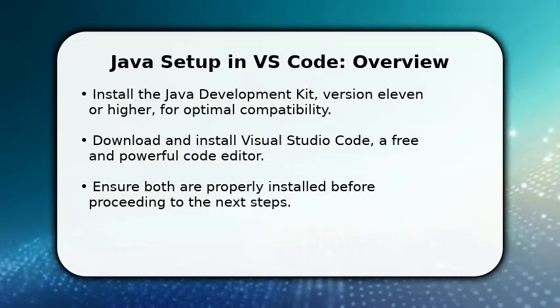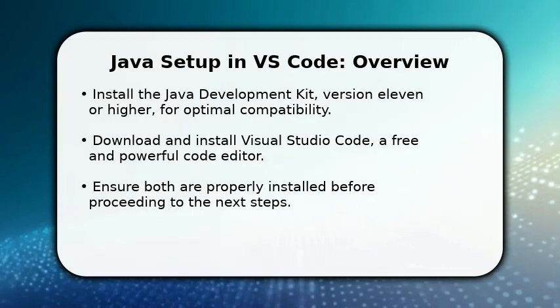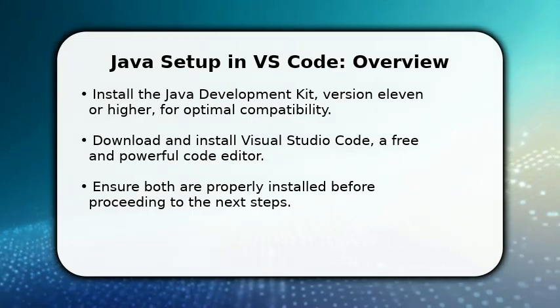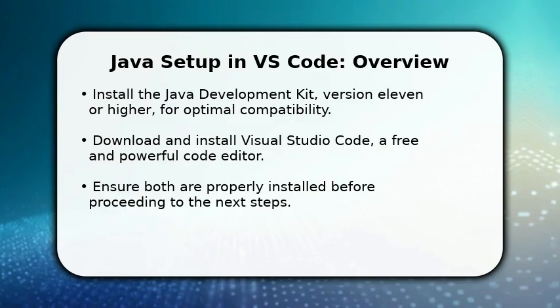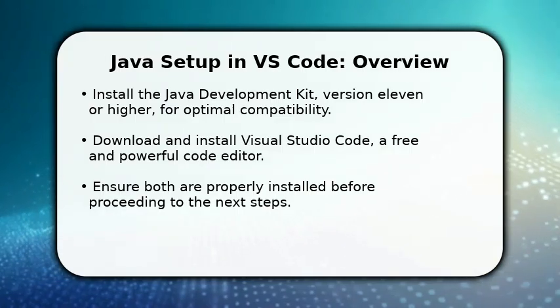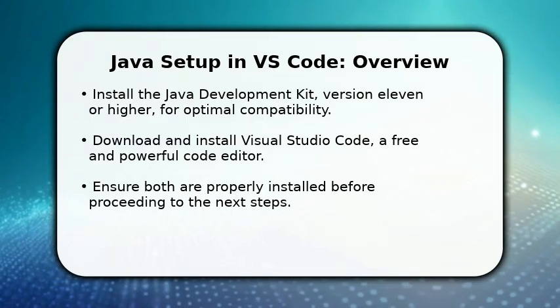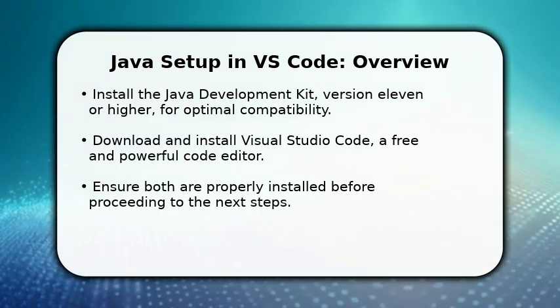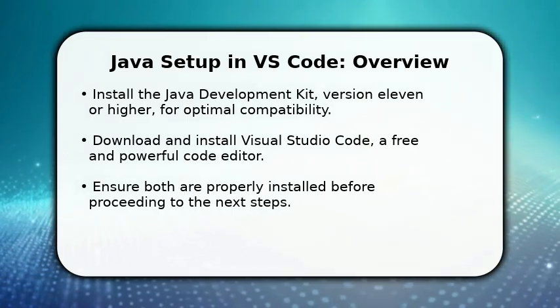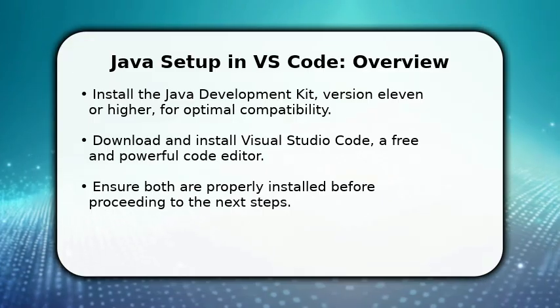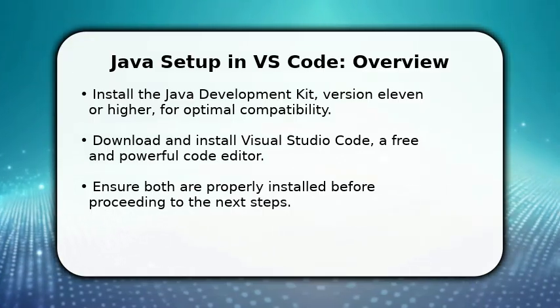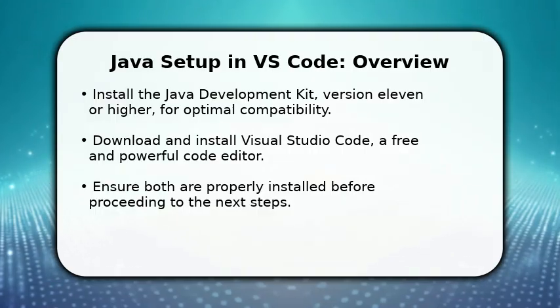In this video, I will explain how to set up Java in Visual Studio Code. First, ensure you have the Java Development Kit, or JDK, installed on your system. We recommend version 11 or newer for the best experience. You will also need Visual Studio Code itself, which is a free and powerful code editor. Make sure both are installed and ready to go before moving on to the next crucial step.